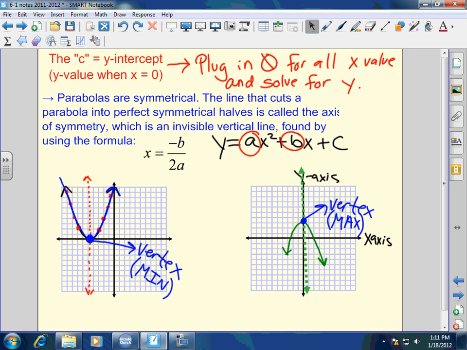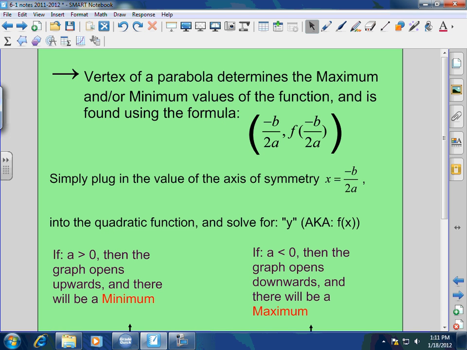So, back to the vertex. The vertex of a parabola, like I said, determines the max or the min values of the function, and it's found by using the formula. This is a lot easier than what it looks like. The negative b over 2a, that's the axis of symmetry. So once you find that x value, plug that x value into the original equation and find the y value. That's what you meant, but that's not what you said.